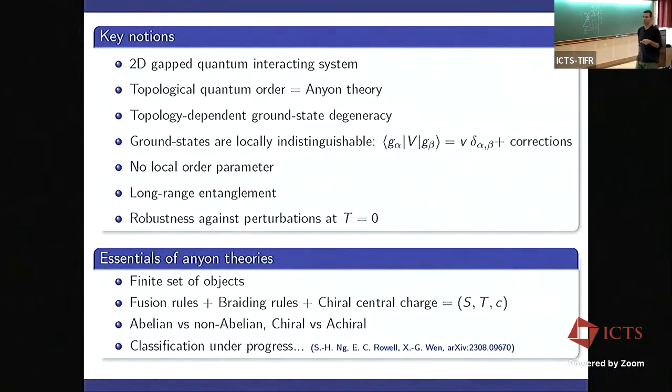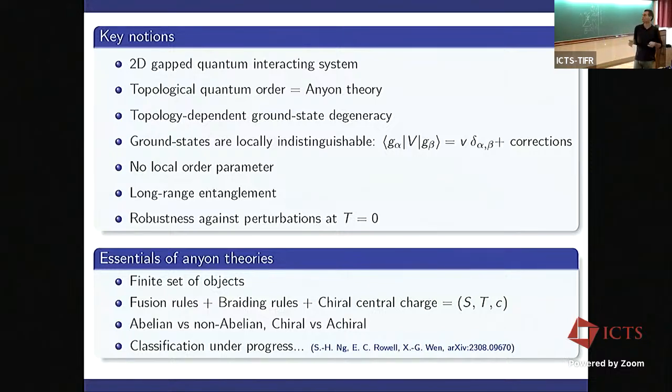Okay, so what are the key notions that you should keep in mind when dealing with topological quantum order? It's essentially that the systems are two-dimensional. I explained to you that we are living in flatland now for the next 40 minutes. We are also dealing with interacting systems, so we need both dimensionality and interaction to have anyons. And to make things short, I think it's fair to say that topological quantum order simply characterizes anion theory.